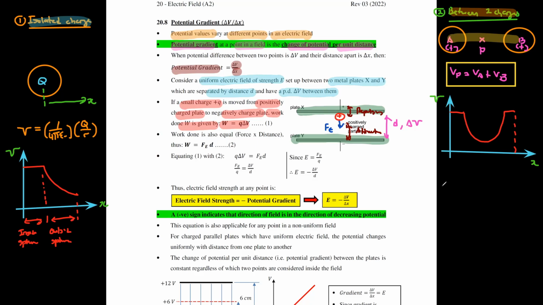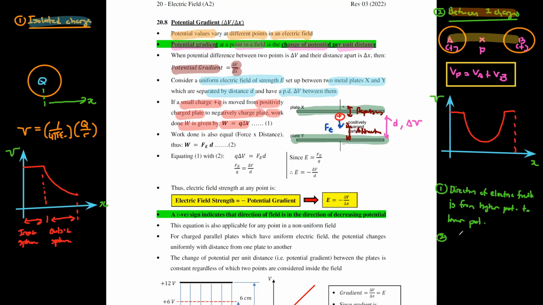I mentioned to you that number one, direction of electric field is from higher potential to lower potential. So this one, direction of electric field, is actually, I believe, in the first page of your notes. Direction of electric field is from higher potential to lower potential.